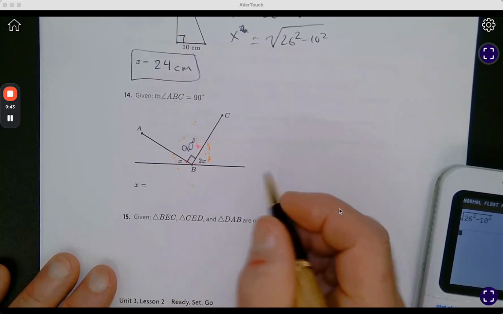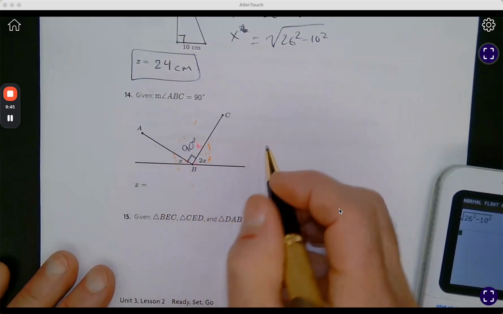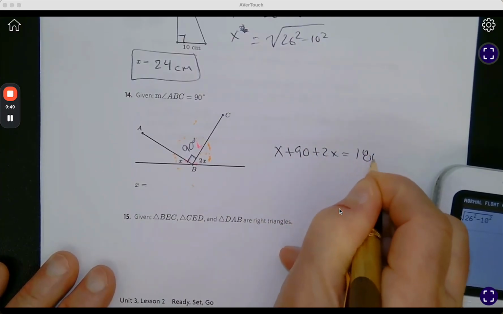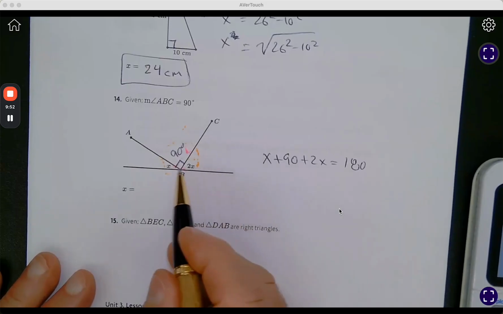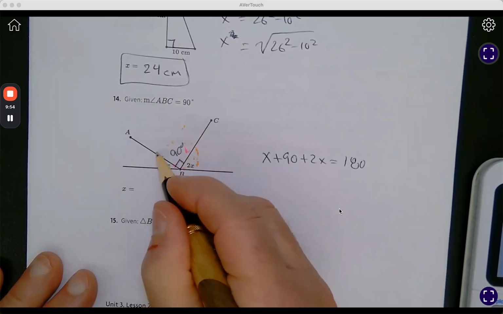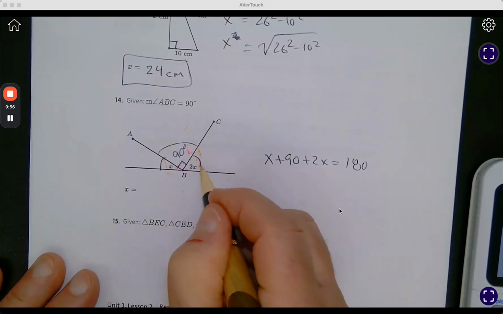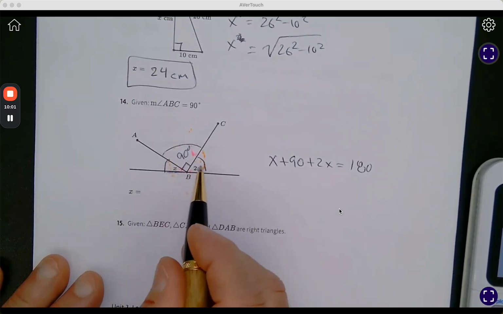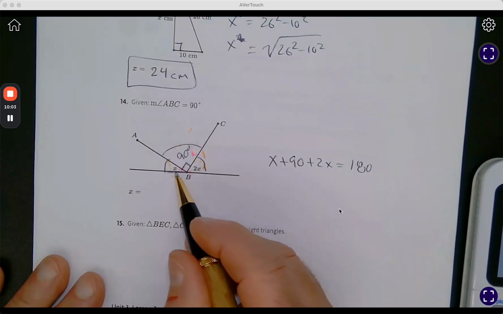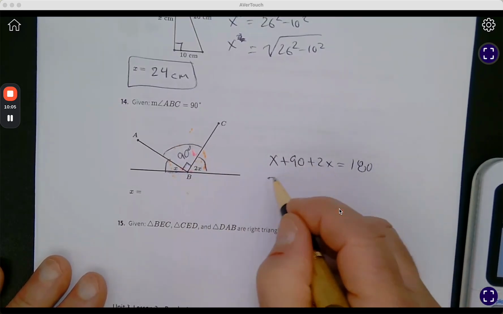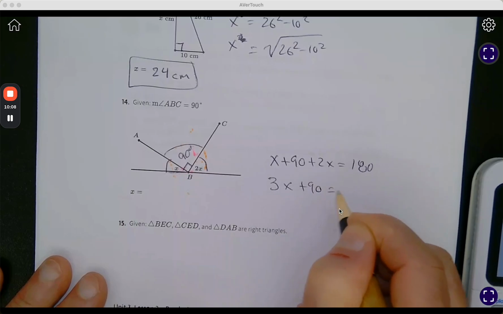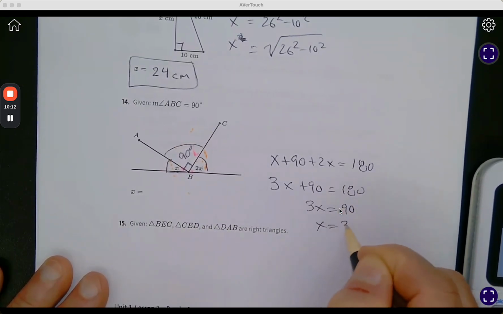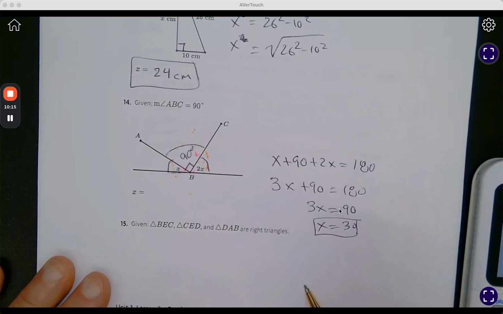All right, they told me this is 90 degrees. Okay, so what do I know? Well, this is a straight line angle. So x plus 90 plus 2x equals 180. Right? Straight line angles. Doesn't matter how many angles you have. If you add up a bunch of angles and it makes a straight line, then that's a straight line angle and equals 180. So you add up all the angles, set it equal to 180, add your x's, subtract the 90, divide by the 3, so x is 30, 30.